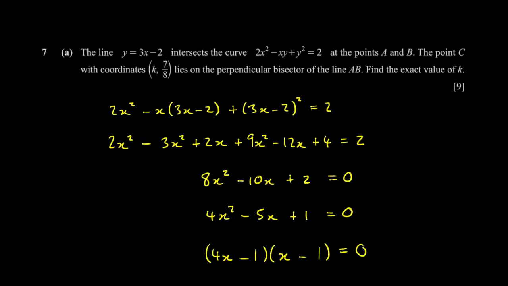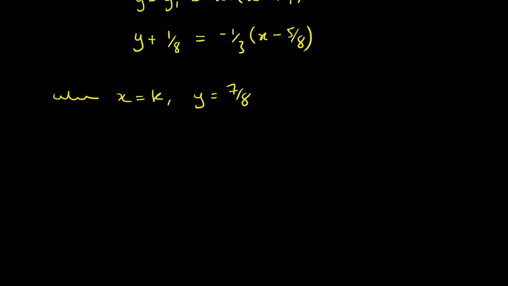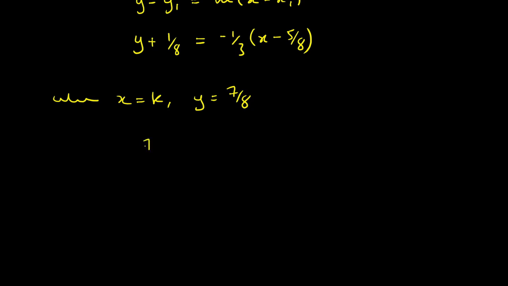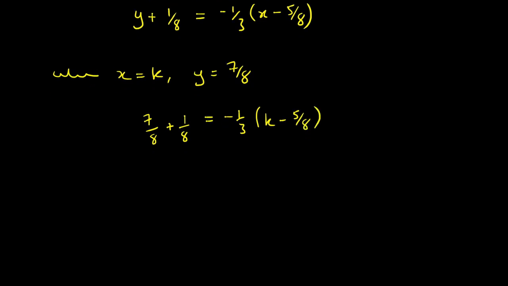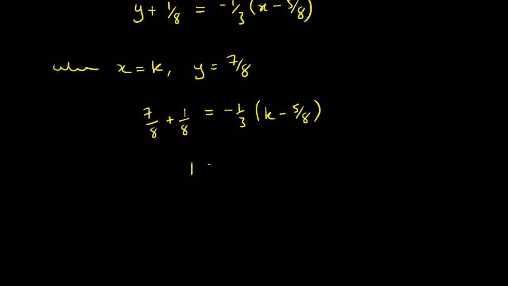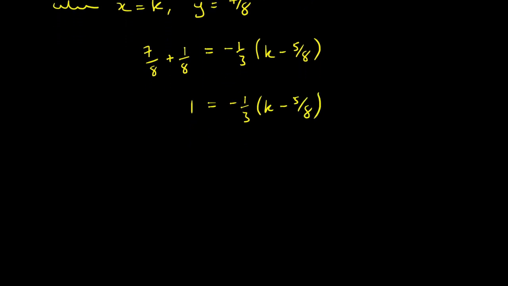I'm just going to double check that again, just make sure I got it right. Yeah, 7/8. All right. So let's substitute it in. 7/8 plus 1/8 is equal to negative a third times (k minus 5/8). Okay, well 7/8 plus an eighth is just equal to 1, so 1 is equal to negative a third (k minus 5/8). Okay, so we times both sides through by -3, right? So that's -3 is then equal to k minus 5/8.